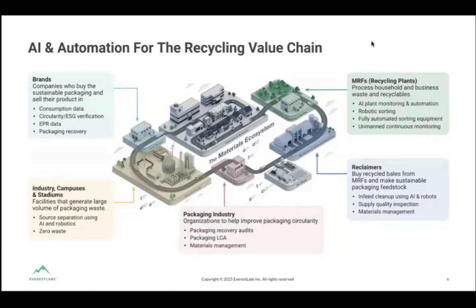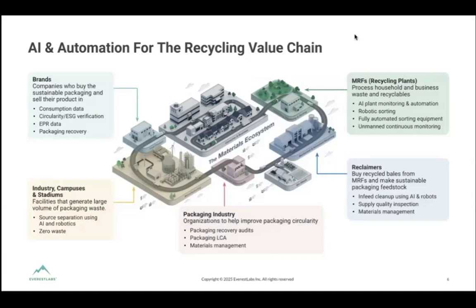Next on the chain, we have reclaimers or recyclers, who purchase sorted materials from MRFs and actually recycle aluminum, paper, and plastics. These reclaimers make up the other highest percentage of our customers who use Recycle OS. They leverage our AI to monitor their in-feed supply and quantify the level of contamination in the bales that they're buying from MRFs. And they also use our robotics to clean up that material stream, which allows them to produce the highest possible yield.